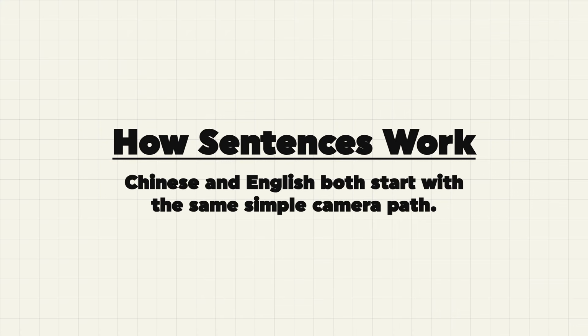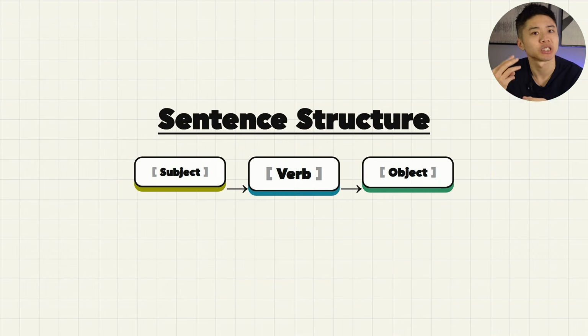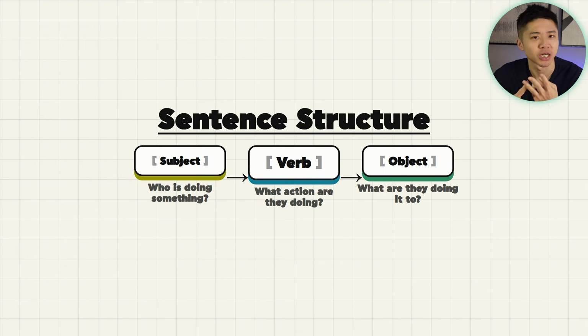But before we understand how this word actually works, you need to first understand something more basic, which is how do sentences work in English versus Chinese? See, in English, a sentence is basically just 3 things, right? A subject, verb, and object. Or said more simply, who's doing something, what they're doing, and what they're doing it to.